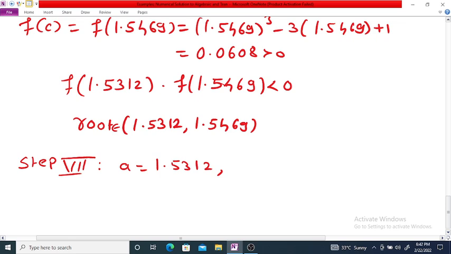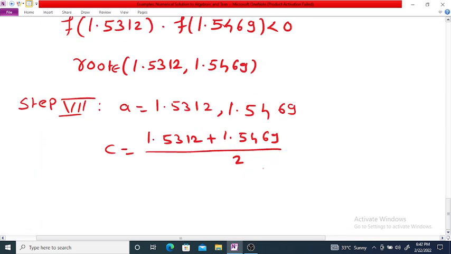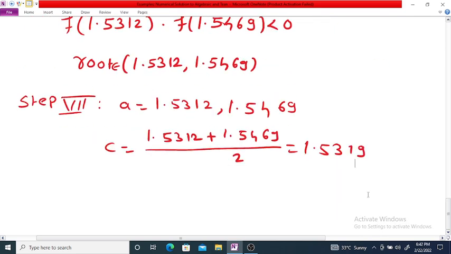and b is equal to 1.5469, and therefore c is equal to 1.5312 plus 1.5469 divided by 2. So it is equal to 1.5319. Now you can see here the previous value of c is 1.54, here 1.5319. So again we want to determine one more step.